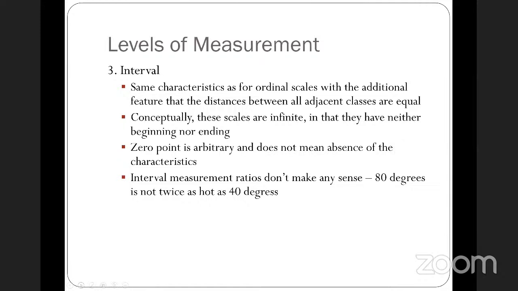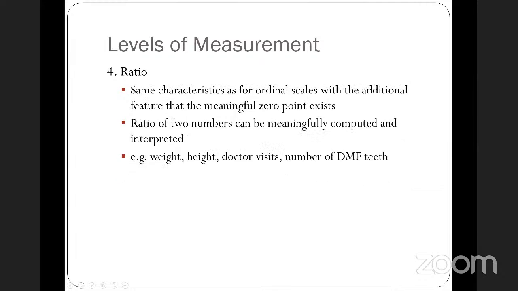Then you have your ratio. It has the same characteristics as interval scales with the additional feature that a meaningful zero point exists. So the ratio of two numbers can be meaningfully computed and interpreted. For example, we have your weight, height, doctor visits, number of teeth.